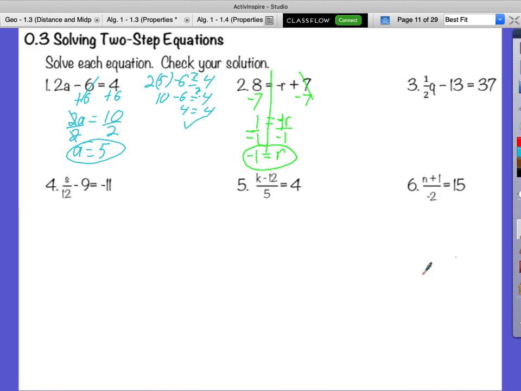So 3, 1/2 q minus 13 is equal to 37. I want you guys to work on this one. If you're having trouble, look earlier on your note page. Also, you can ask me. That's what I'm here for.